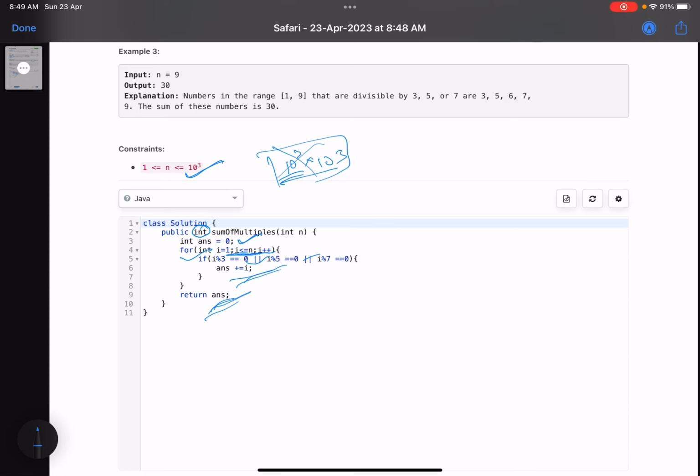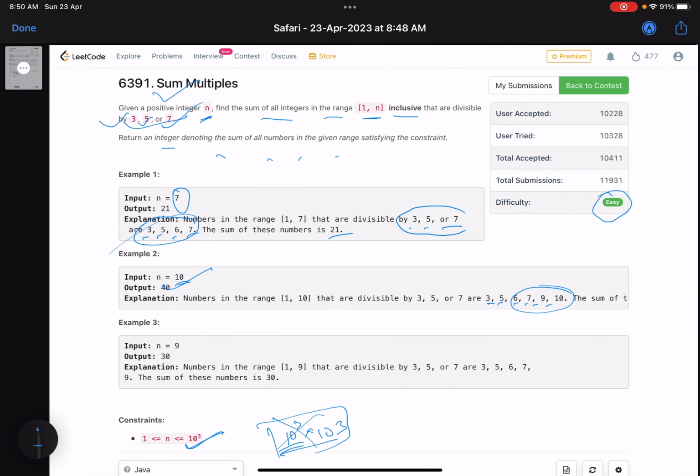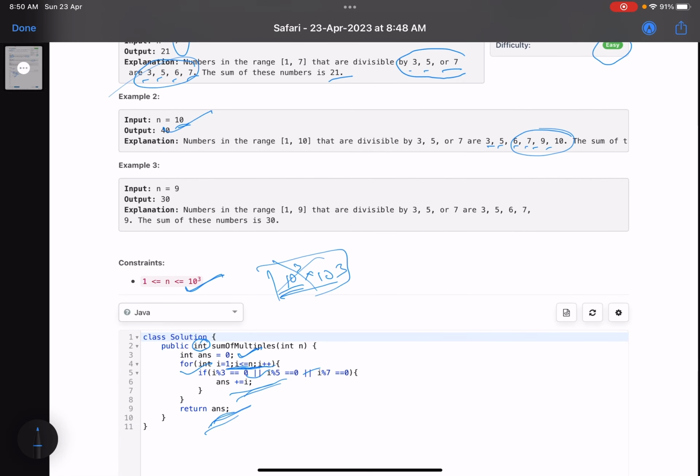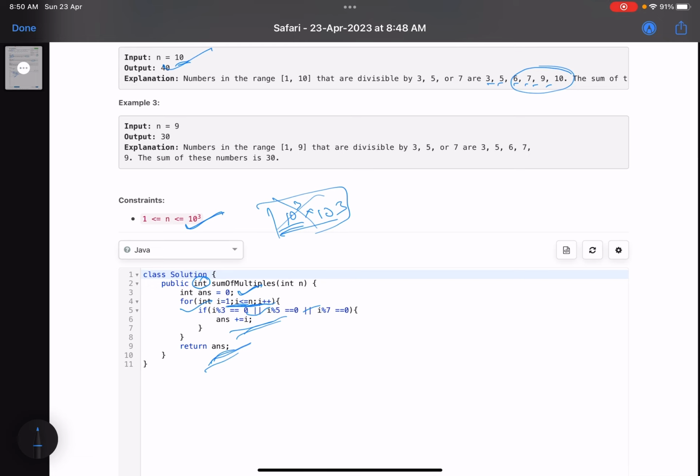I don't think much of an explanation is needed here. Probably it was just sort of a warm-up for everyone, that's why they gave this problem. So yeah, there's nothing much to discuss in the solution.